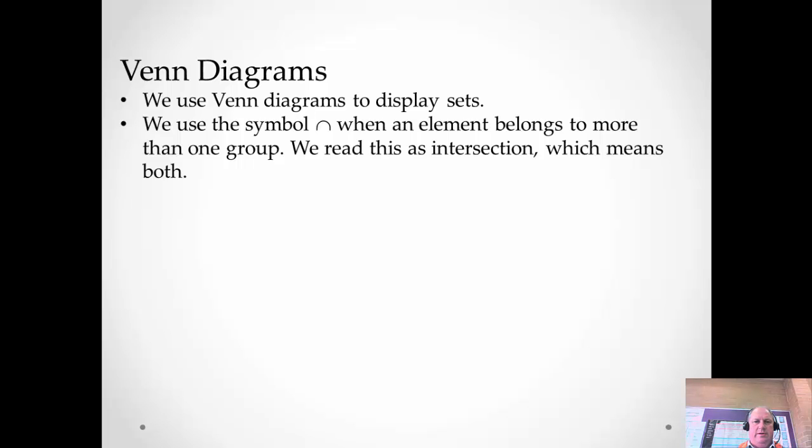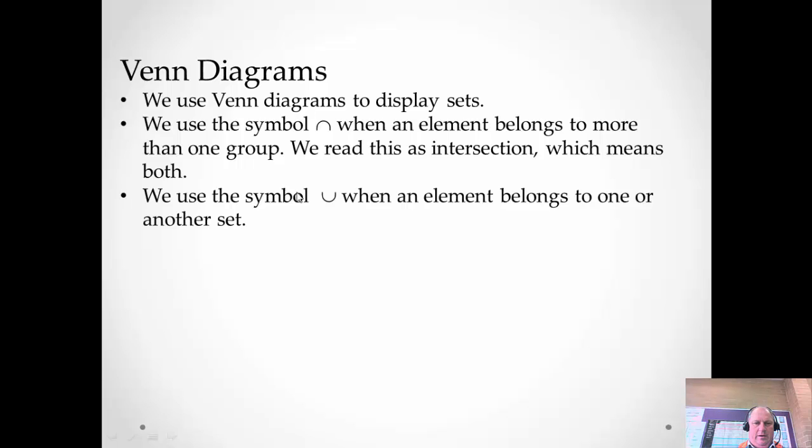The first one here is the upside down U. When an element belongs to more than one group, we read this as an intersection, which means both. If we use the U symbol, which means union, this is when an element belongs to one or another set, or it could be both, belong to both groups.